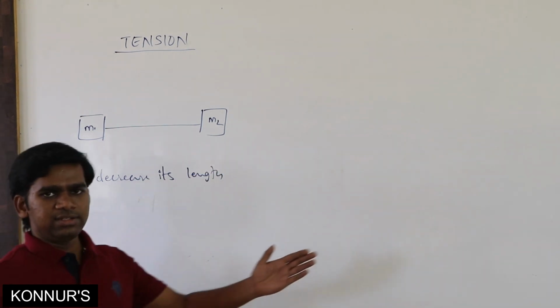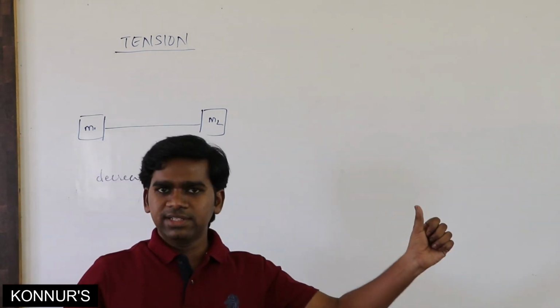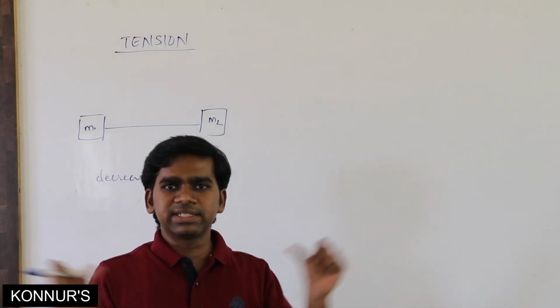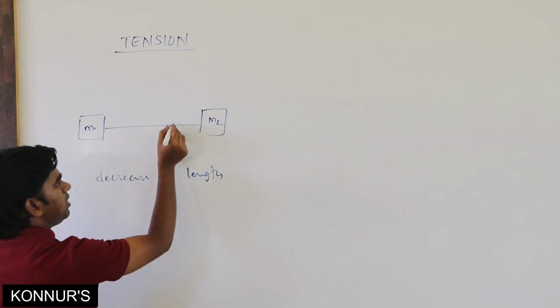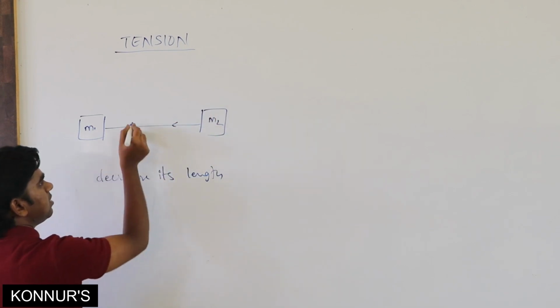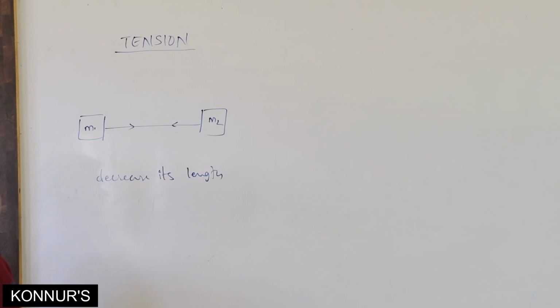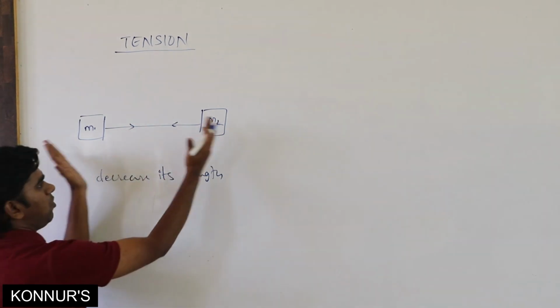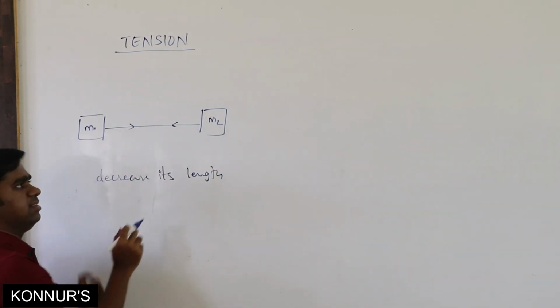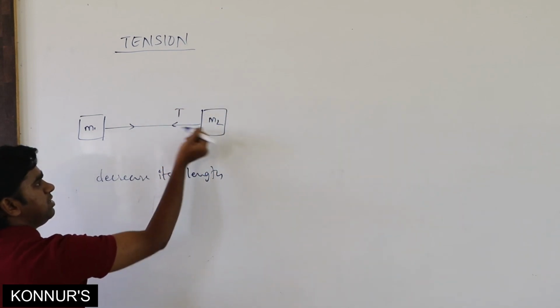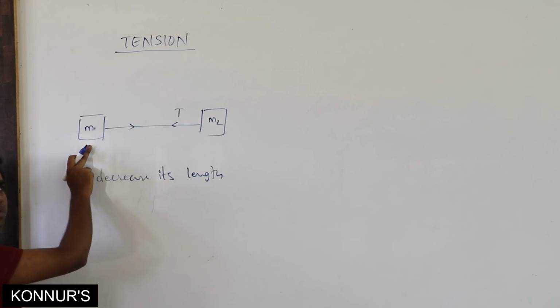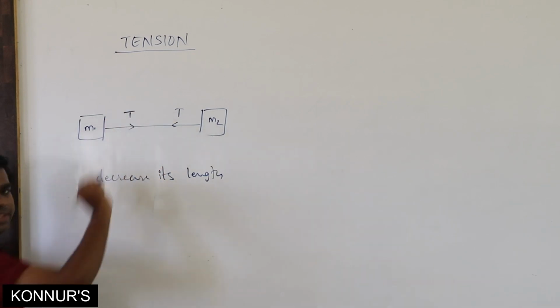If there is a string, its tension direction is always in order to decrease its length, which means towards the center. Suppose you look at this body, the tension direction is here, and here. This is the direction of tension in order to decrease its length. If you are writing the net force for this body, take tension in this direction.